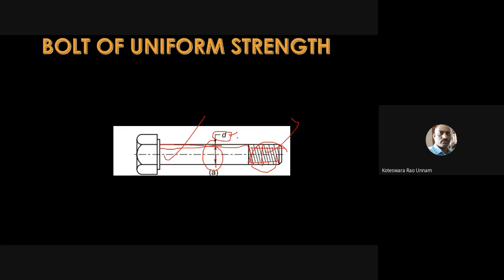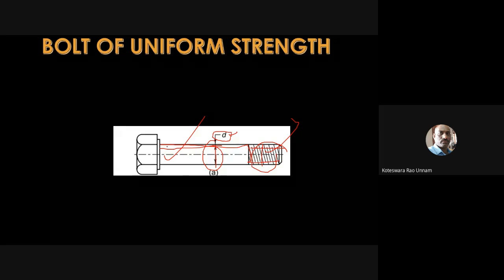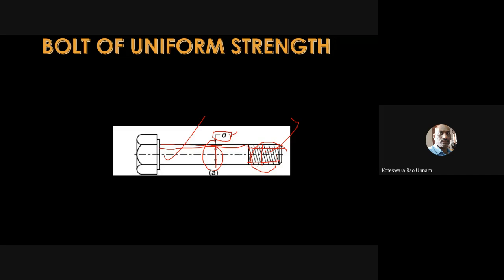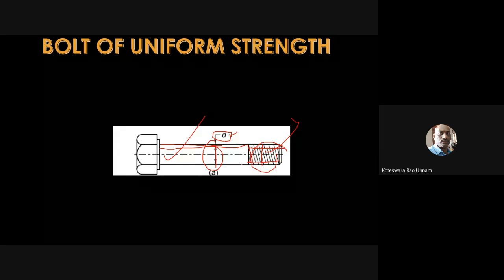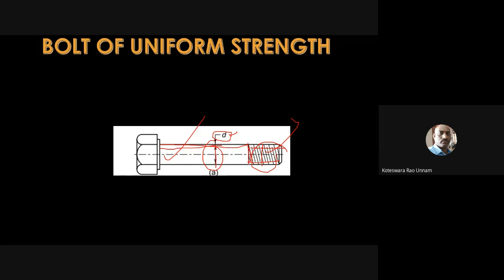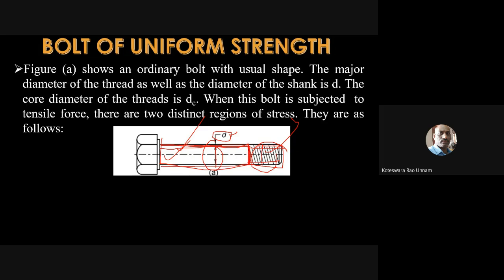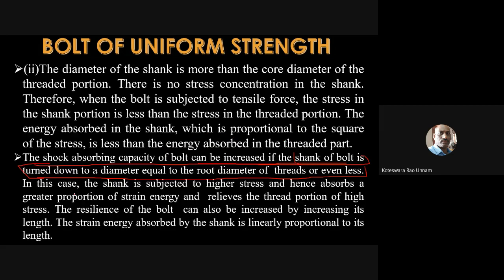So for that, what you have to do is reduce the diameter of the shank portion, not the entire length of the bolt. You are not going to change any diameter for the threaded portion. Only for the shank portion we need to reduce the diameter. By doing so, this bolt can absorb the maximum amount of energy through the shank portion. If the two diameters are equal, I can make it uniform throughout also. So that's what is stated in this slide.